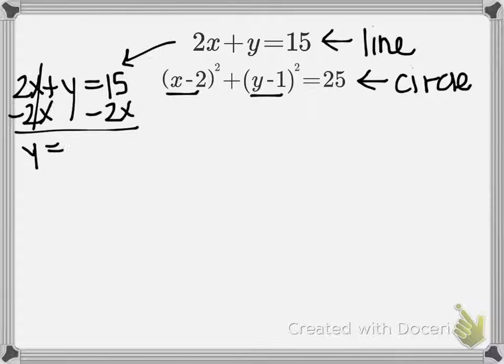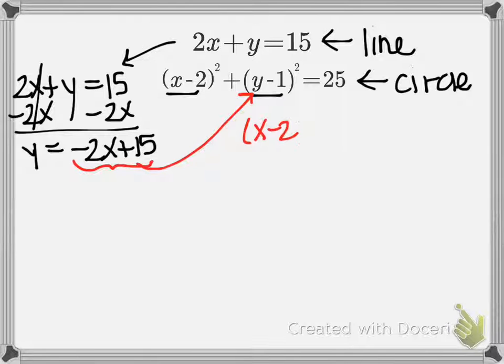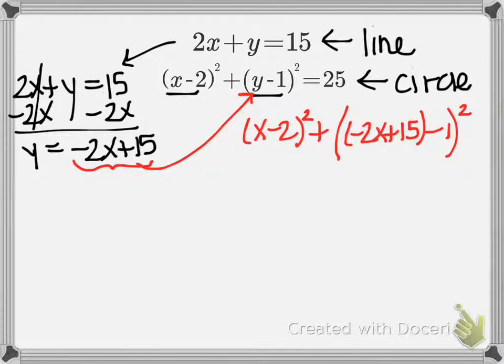So if y equals negative 2x plus 15. Okay, so since I don't have my circle as y equals, what I can do instead is just take what I just found to be equal to y and plug it in where the y is in the circle function. So I'm going to go ahead and have my x minus 2 squared plus, in place of y, I'm putting negative 2x plus 15, and then I still have that minus 1 squared equals 25.